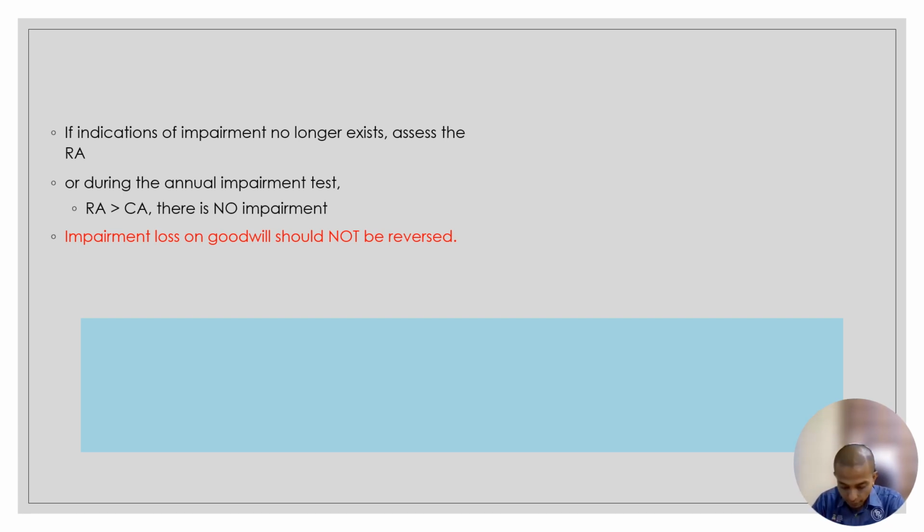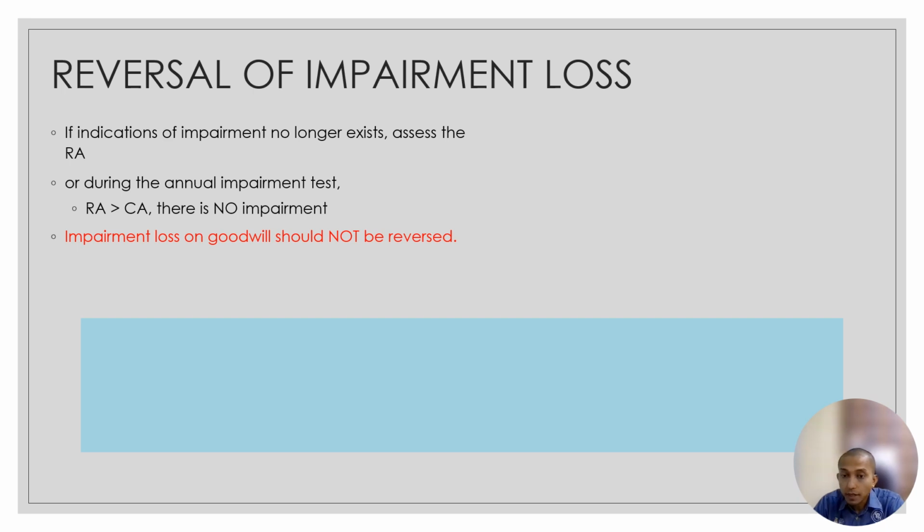Never mind. So this is another important part of this chapter, which is the reversal of impairment loss. Guys, what if there is a reversal? What if at the beginning we have an impairment loss, but then the next year or the next 2 years, the asset value is increasing back, it comes back to normal?